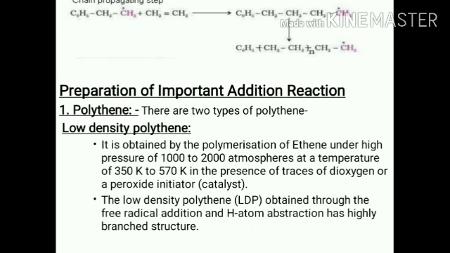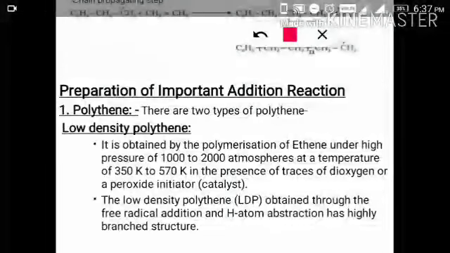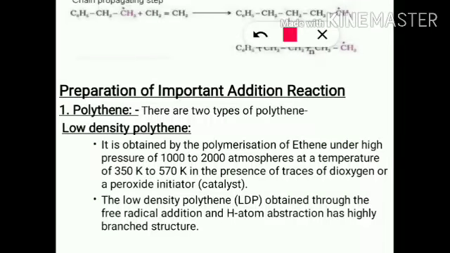The first polymer is polythene. In this process only addition polymerization occurs. First one is polythene. How is polythene formed? You have to know the monomer units, because polythene is a very important polymer and you will get this question in your board exams.